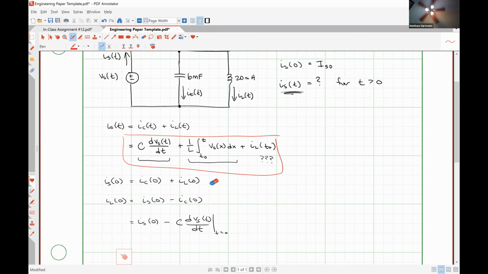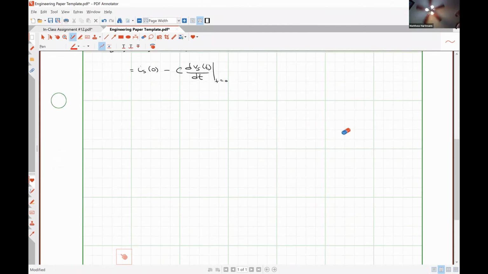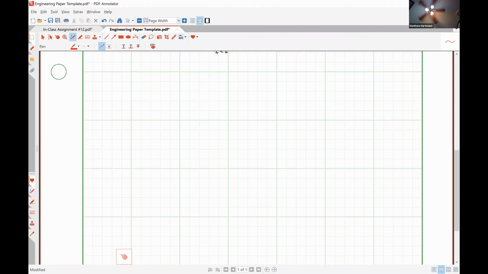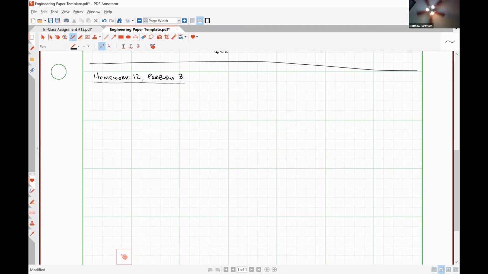Problem 3, maybe. Yeah, let's look at problem 3. All right, so here's our circuit.